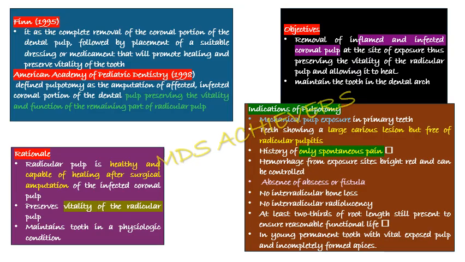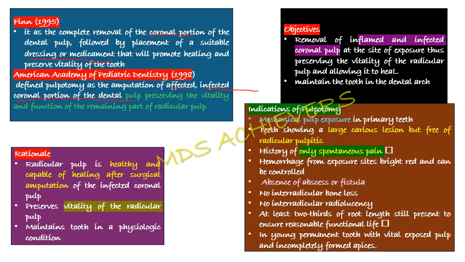And the definition that was given by Finn is a complete removal of the coronal portion of the dental pulp, followed by placement of a suitable dressing or medicament that promotes the healing and preserves the vitality of the radicular pulp, thereby the vitality of the tooth is maintained. Whereas the American Academy of Pediatric Dentistry in 1998 gave it as an amputation of the affected and infected coronal portion of the dental pulp, preserving the vitality and function of the remaining radicular pulp.